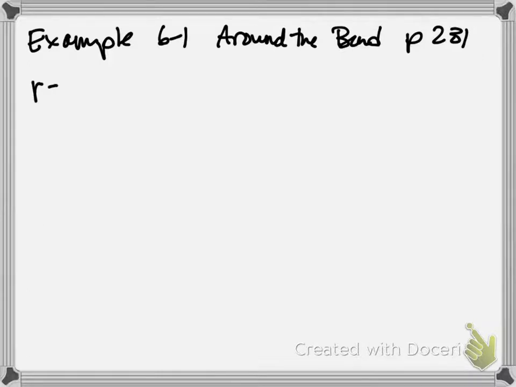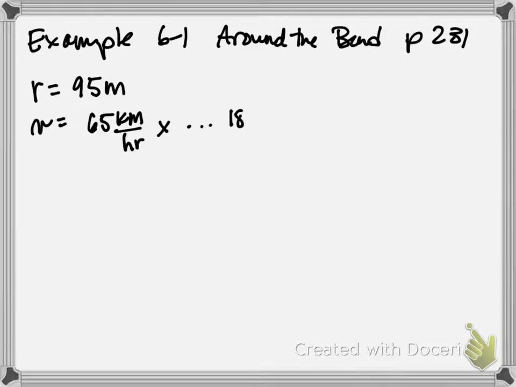So we're given the radius of the circle or the turn, which is 95 meters. We're told that we have a speed of 65 kilometers per hour. Do your unit conversion and you get 18 meters per second for that. Remember, to do these problems and use the units correctly, you need to use SI units. So we've got to get to meters per second. And if you can't remember how to do that, refresh your memory, ask for help if you need it.